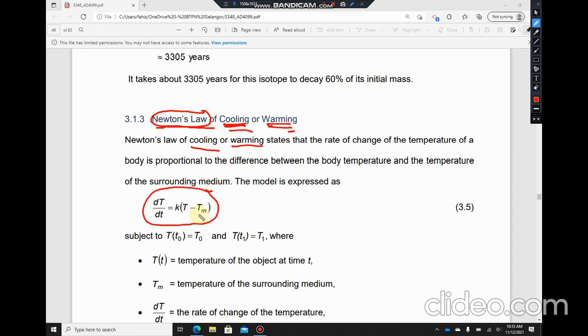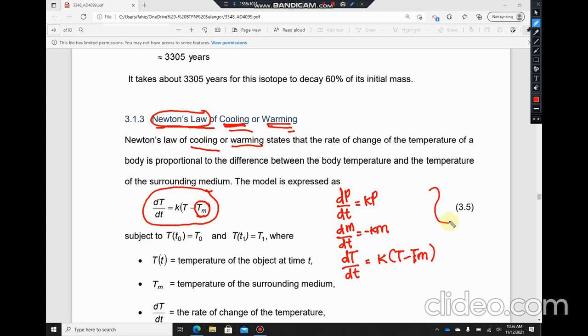population growth and radioactive decay. Okay, cuma kat sini dia ada tambahan Tm. So kalau kita compare balik, kalau population growth, we use dP/dt = kP, and then radioactive decay dM/dt = -kM. Okay, then last one, temperature dT/dt = k. Okay, but here for temperature we use two temperatures which are T and Tm. So kat sini je beza, dia ada dua temperature.